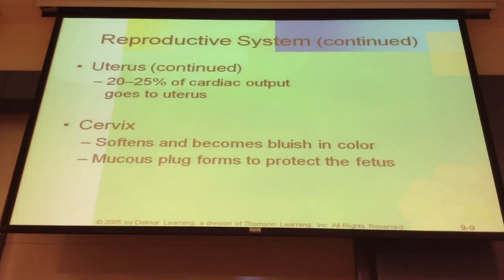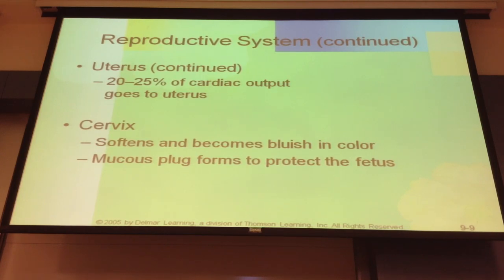It gets a lot of blood flow to it, because think about this. The uterus is going to have the placenta attached to the inside of the wall, and it's going to have to pass back all the blood and waste products between the fetus and the placenta. So it needs a lot of blood going there. So now 20 to 25% of her cardiac output will go directly to the uterus.